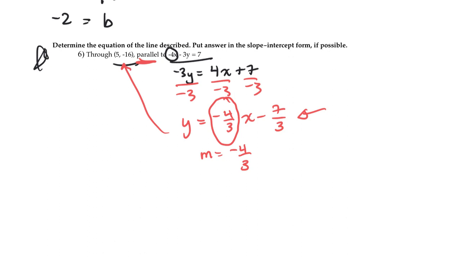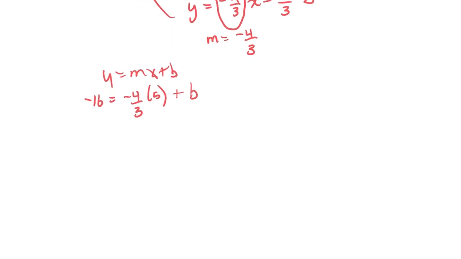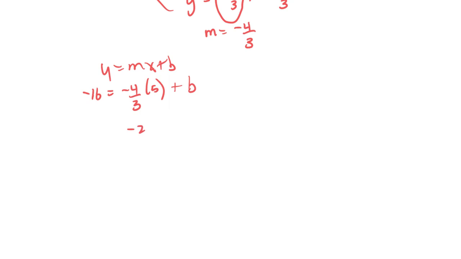Then they give me this point, so now I do the same as what I did in the question before this. So my equation is y equals mx plus b. My slope is negative 4/3, and the x value is 5, plus b, and the y value is negative 16. Okay, now let's simplify this. So this would be negative 20 over 3 equals negative 16 plus b.